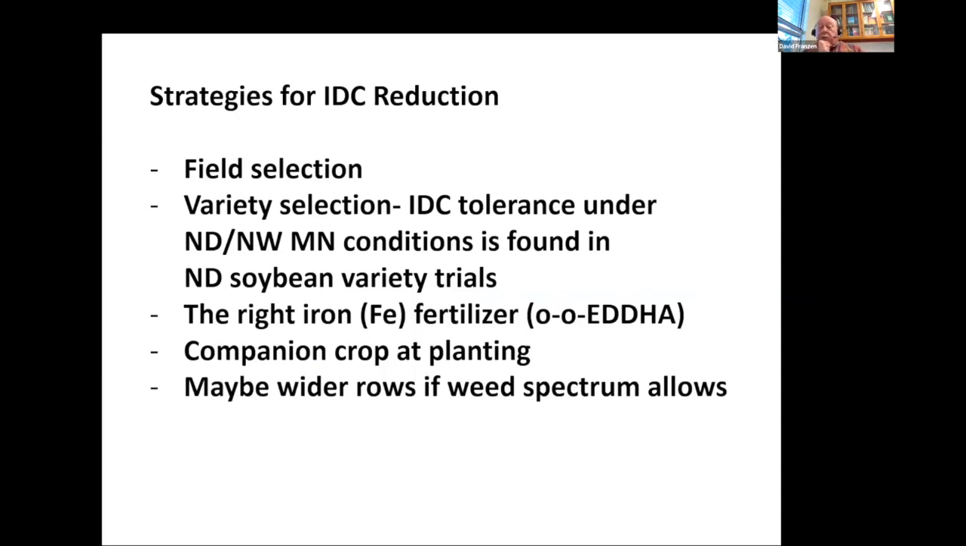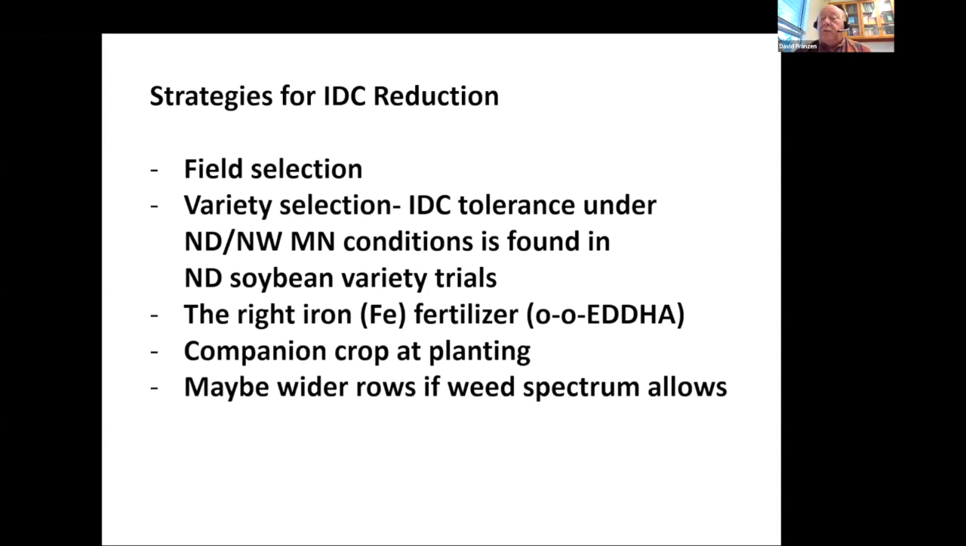So these are strategies that I would strongly recommend for IDC reduction. One is field selection. Not all fields are fit to grow soybeans on. If you have a field that has, say, ECs of 2 and above, I can't imagine any scenario where you're going to get a profitable soybean yield off of that. So you need to do some serious screening. You can't just throw soybeans anywhere.